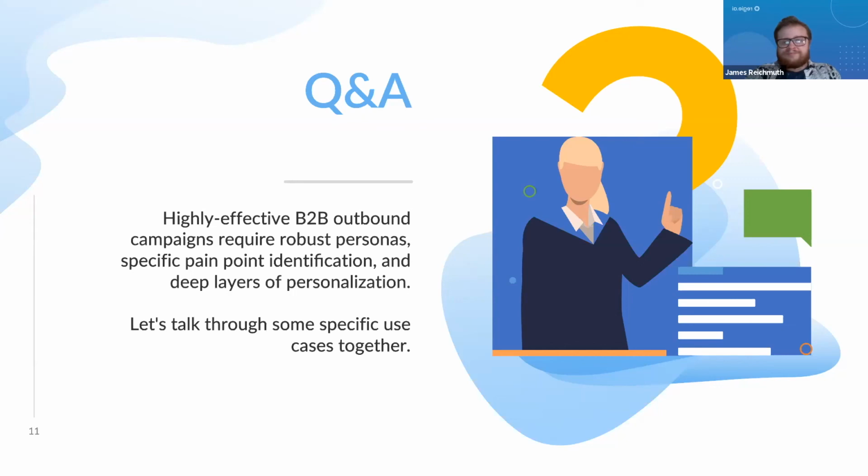Gotcha. Let's see, which one we pull from here. All right, you had mentioned at least 15 touches in the sequence. Marshall's asking about the appropriate time between emails and calls in the sequence.